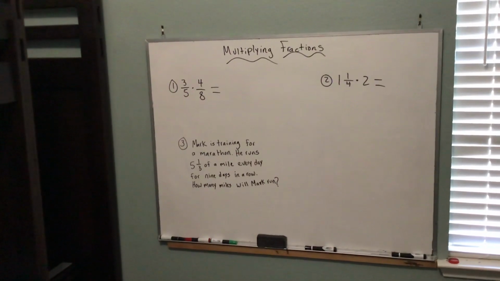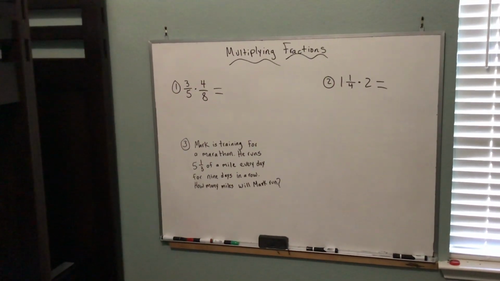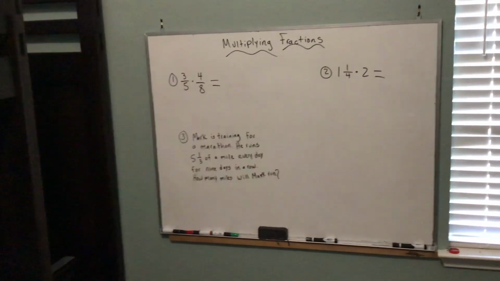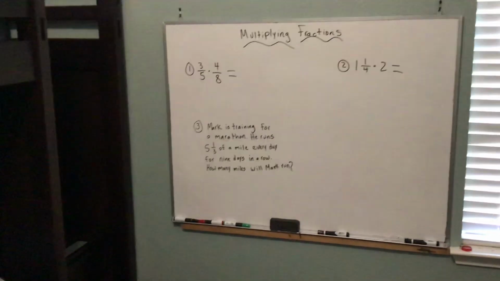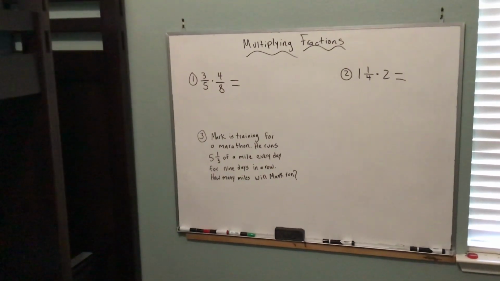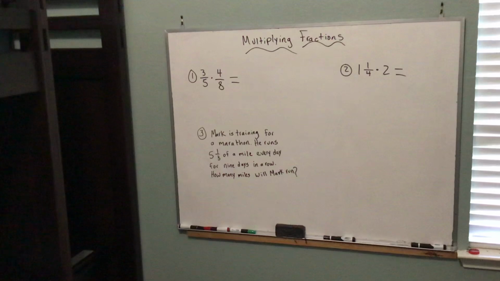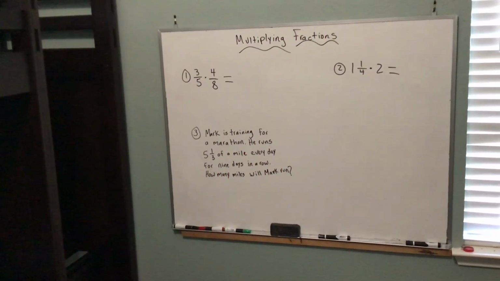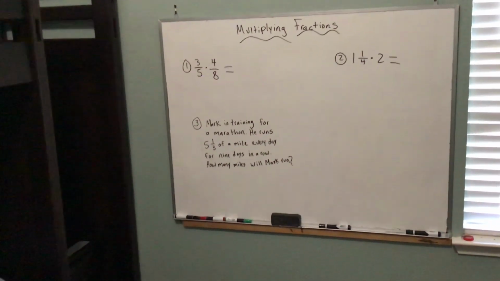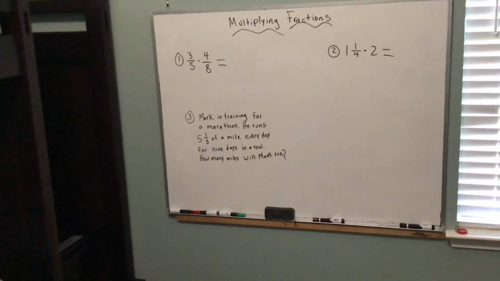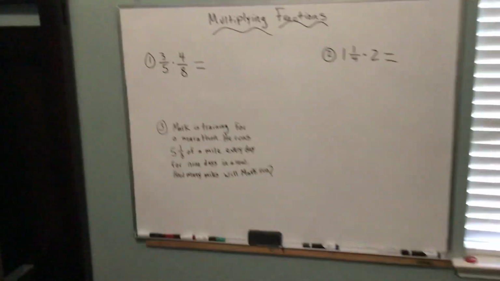If your answer comes to be an improper fraction, well, you go ahead and make it into a mixed number. If your answer is a proper fraction, first you analyze and see if you can simplify. If you can, go for it. If not, then that will be your final answer. So with that in mind, let's get into it.